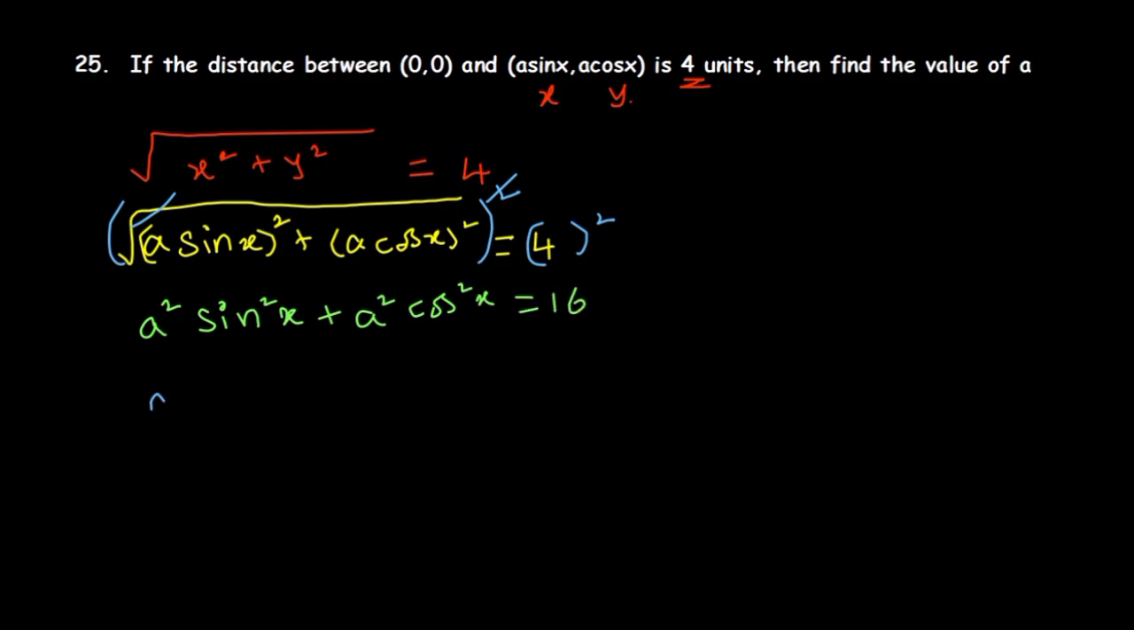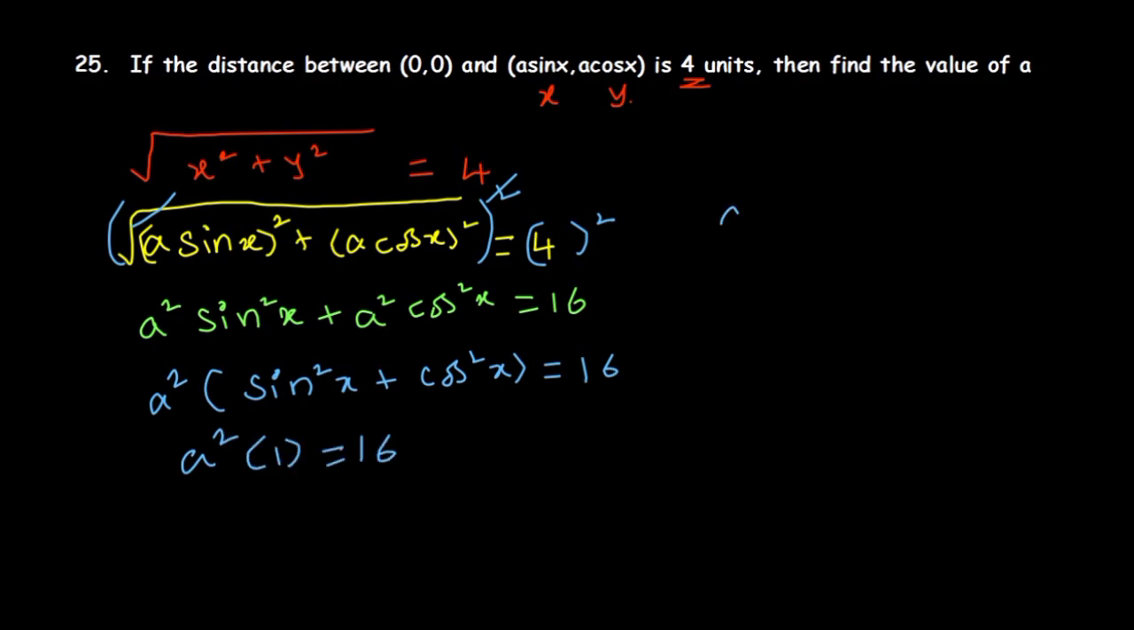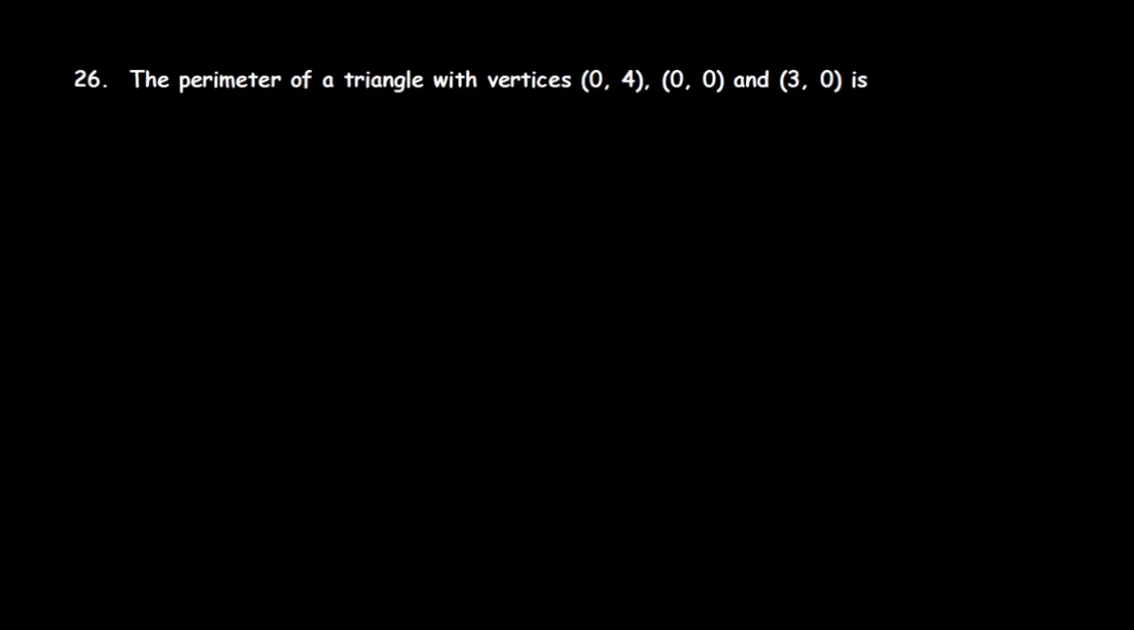Then take a square common from this. a square is the common. Then you will get a square times sin square x plus cos square x equal to 16. Then a square into 1 equal to 16. So a square equal to 16, then a equal to root of 16. So a equals plus or minus 4. Either it is plus 4 or minus 4.